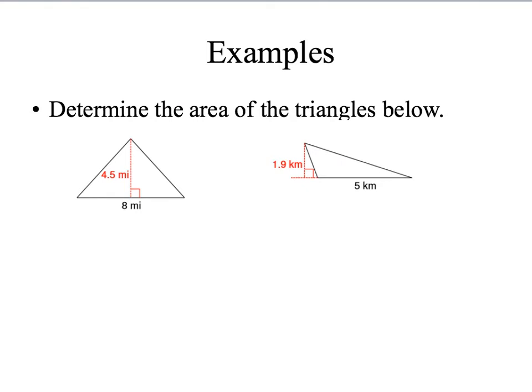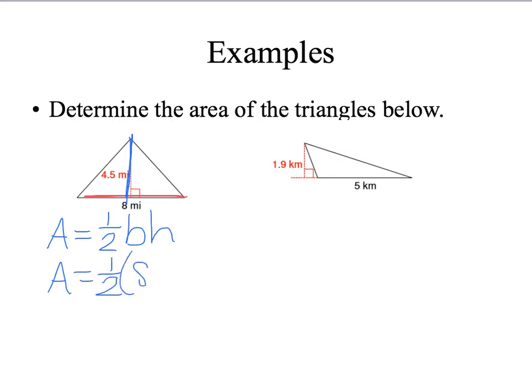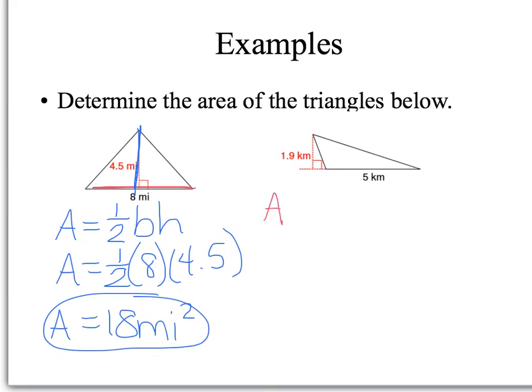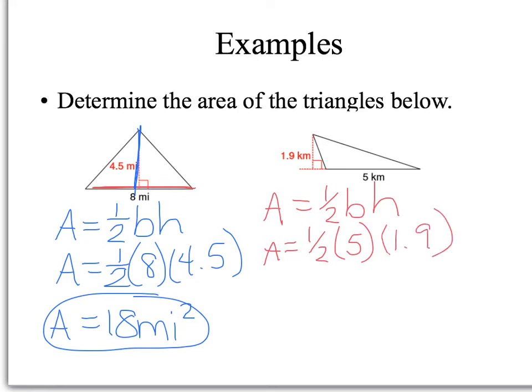The formula for the area of a triangle, if you know the base and you know the height, is 1/2 base times height. So in this case, 1/2 times 8 times 4.5. And that is 18, so the area equals 18 miles squared. And for our second triangle, area equals 1/2 base times height. Area equals 1/2, 5 times 1.9, and we get 4.75 kilometers squared.